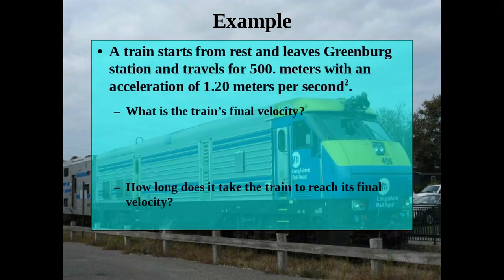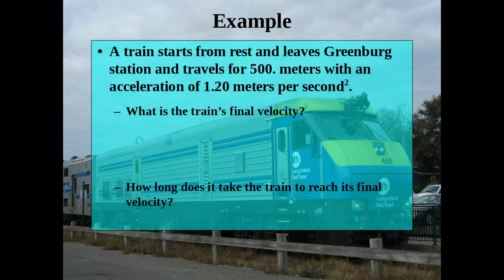All right. So on the bottom of your page, we have a train starting from rest. What does rest mean? Rest means your initial velocity is equal to 0. So 0 meters per second. Remember, we don't leave naked numbers. We make sure we put units for everything. So VI is equal to 0 meters per second. It leaves Greenberg Station and travels for 500 meters with an acceleration of 1.2 meters per second squared.